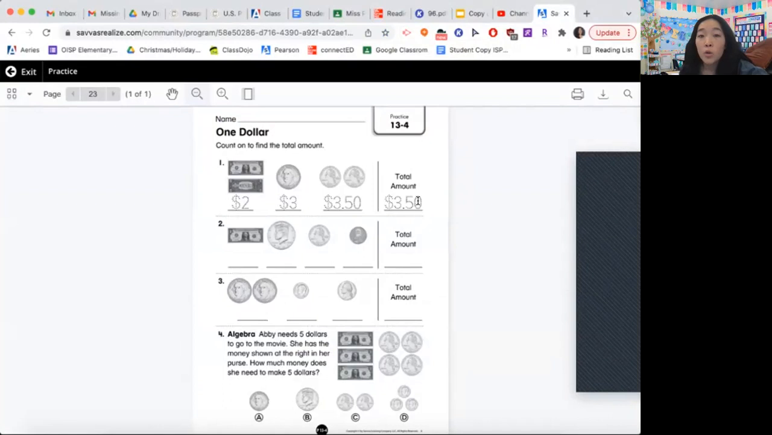Okay, we're gonna go over these answers together in class right now. And then after this, you're going to work on your digital quick check. So here we have $2 plus the dollar coin, which would be $3, plus 2 quarters. If you don't know how to count the quarters, you can do your touch math.